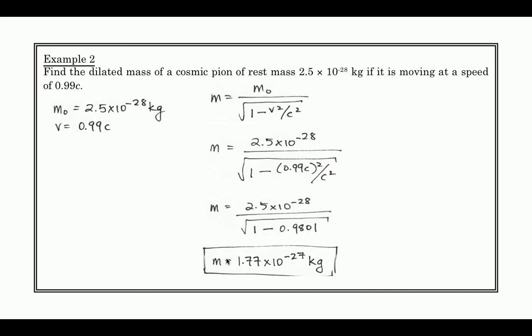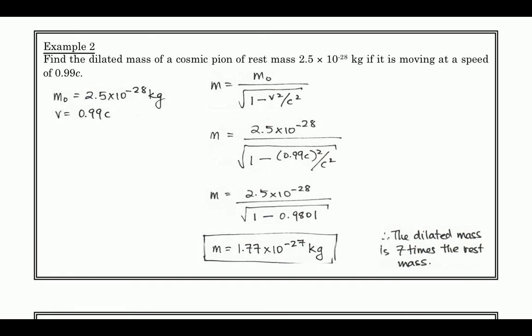So this mass, it was moving at 0.99 c, and the mass actually dilates, so the mass gets bigger. The mass is increased from the rest mass. This is, just for interest sake, about 7 times the rest mass. Let's go much quicker.